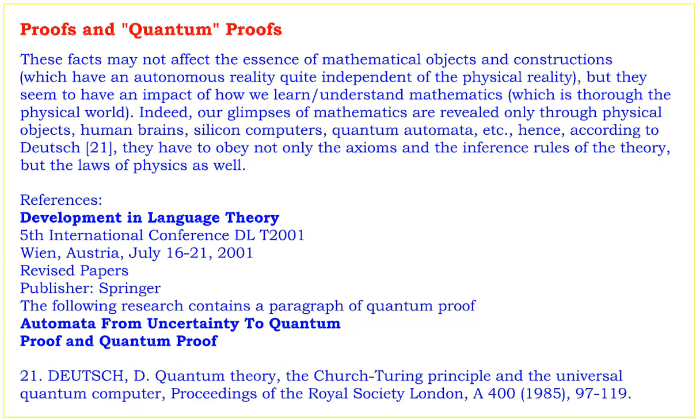References: Development in Language Theory, 5th International Conference DLT 2001, Wien, Austria, July 16-21, 2001, Revised Papers, Publisher, Springer. The following research contains a paragraph of quantum proof. Automata from Uncertainty to Quantum. Proof and Quantum Proof. Deutsch, Quantum Theory, the Church-Turing Principle and the Universal Quantum Computer, Proceedings of the Royal Society London.